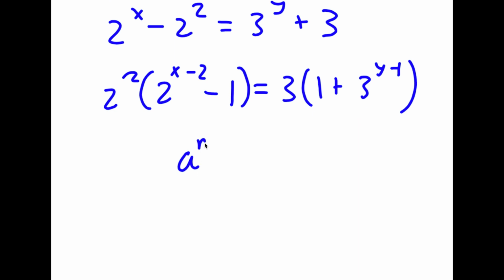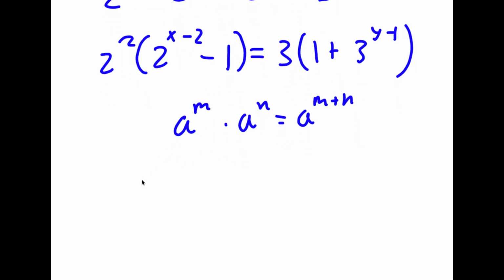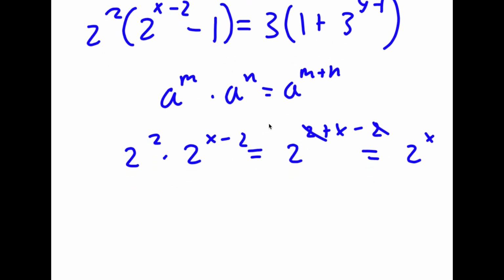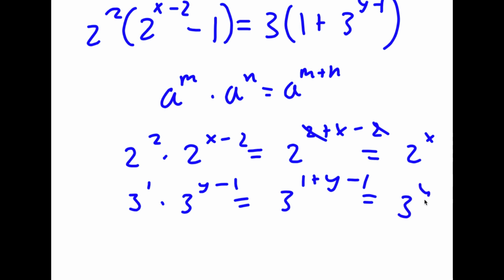Now, if I have something in the form a^m times a^n, this is equal to a^(m+n). So 2^2 times 2^(x-2), this is equal to 2^(2 + x - 2), which is equal to 2^x. So now I have 3 times 3^(y-1). 3 is the same thing as 3^1. This is equal to 3^(1 + y - 1), which is equal to 3^y.